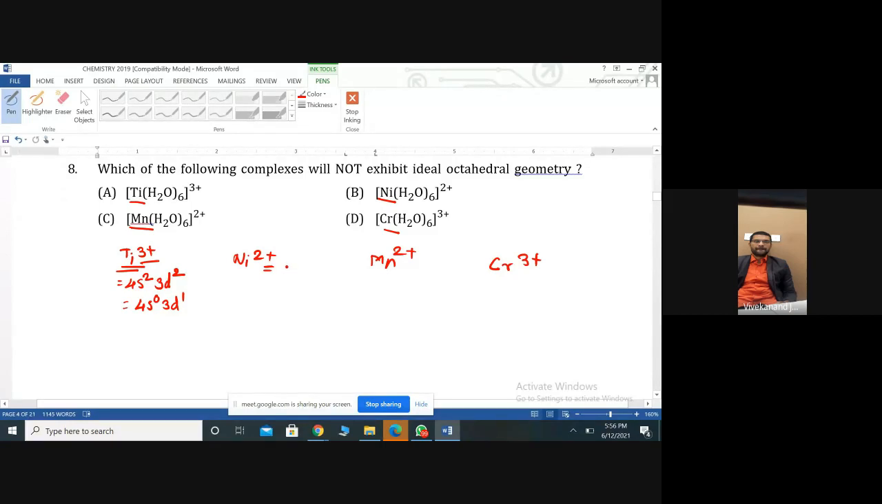4s0, 3d6? Is it 3d6? No, 3d8. Okay, right. Now Mn plus 2: 3d5. For chromium plus 3.